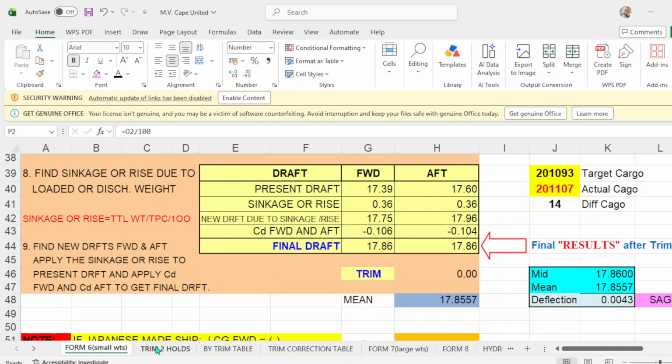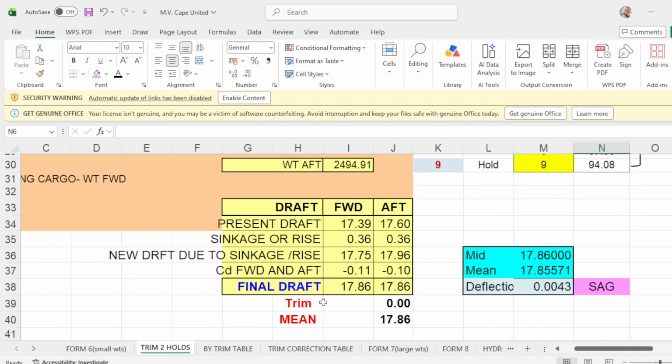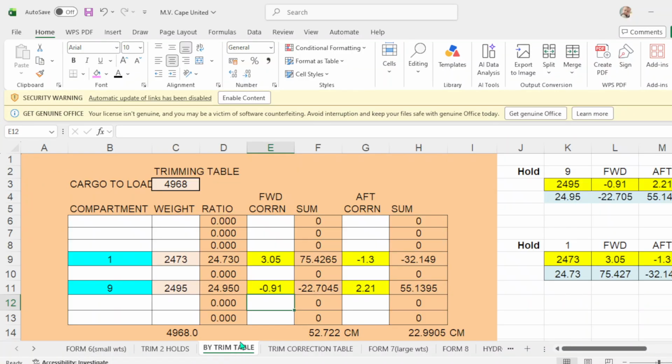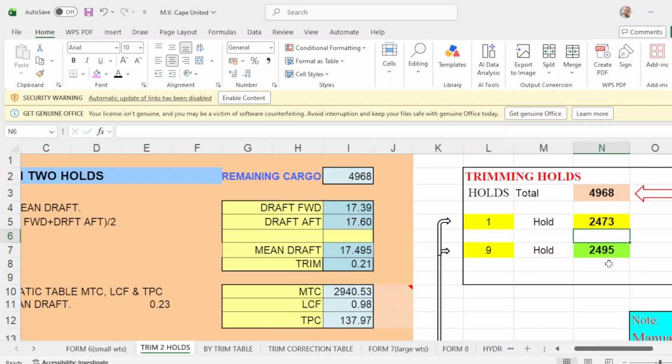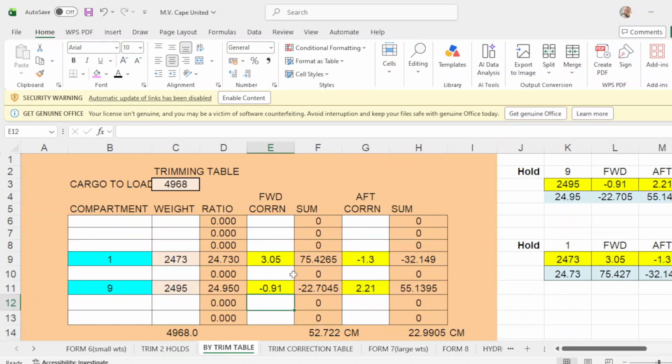You have the same. Trim 2 holds, the same. And number 3, trimming table. Trim table, meaning 1996, number 1, 9. And your cargo is 2473. We check this. 2473 and 2495. Okay? Then you apply your forward and up correction for 1 and 9.